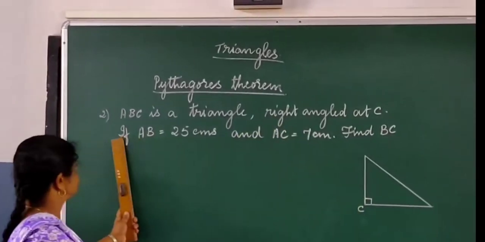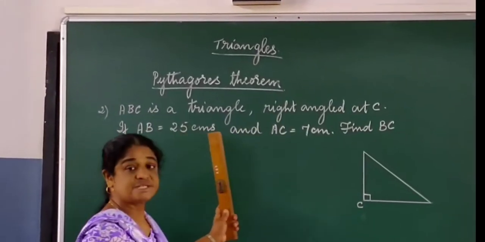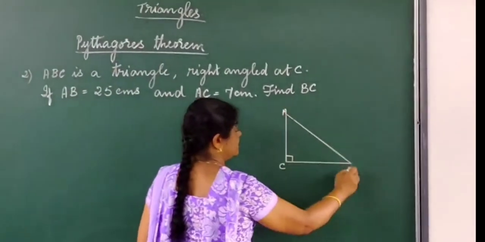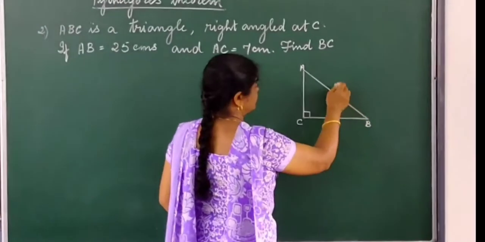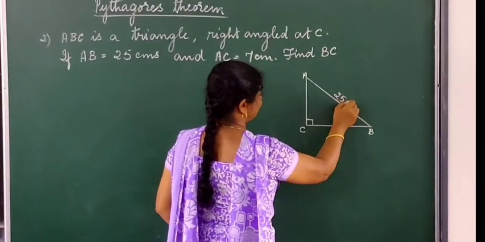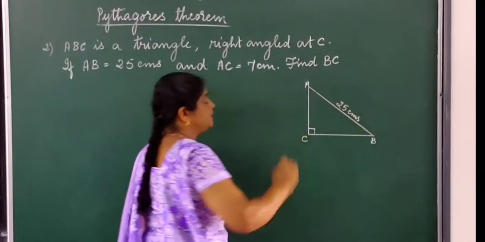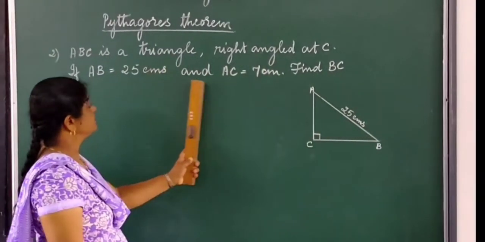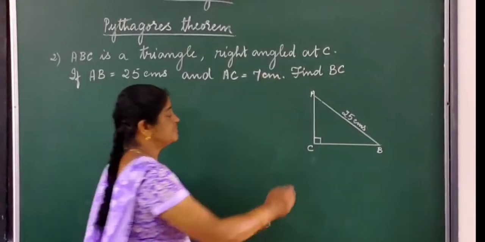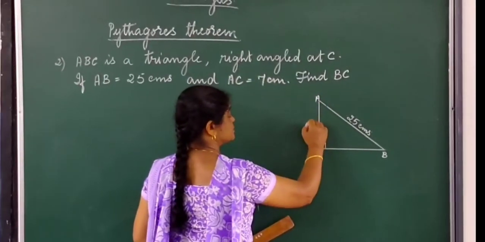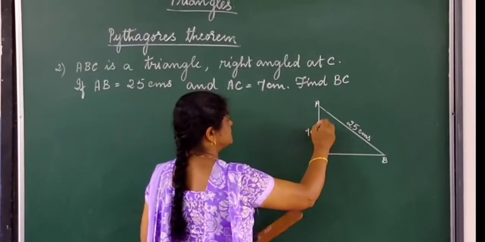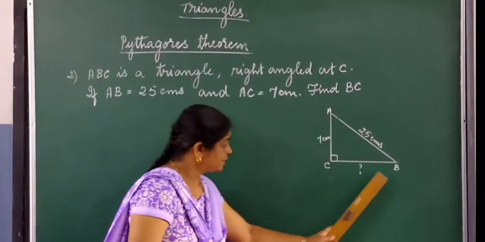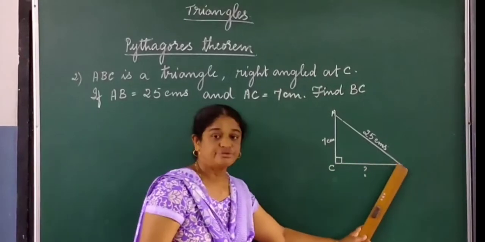Then they say AB is 25, and 25 is the longest side. So this will be point A, this will be point B, and this is 25 centimeters. Next they have given AC is 7 centimeters. So AC is here, this is 7 centimeters. Find BC. This length BC you have to find out.